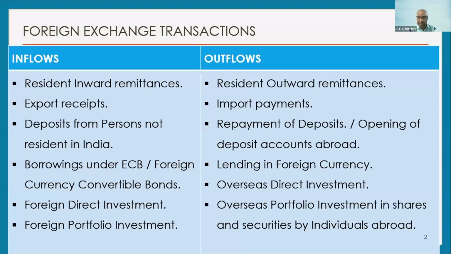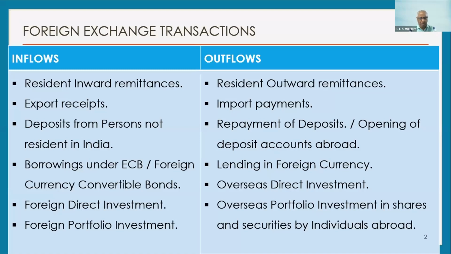In outflow transactions, Indian rupees are converted or exchanged into foreign currency and remitted outside the country. So when an outflow transaction takes place, we are selling foreign currency to the customer. All outflows are selling transactions. So inflows are buying transactions, outflows are selling transactions. In inflows we have TT buying, BC buying. In outflows, TT selling, BC selling.